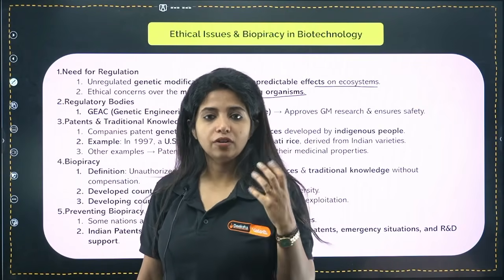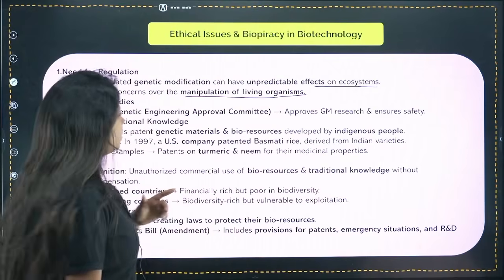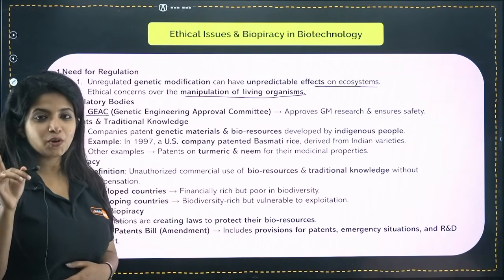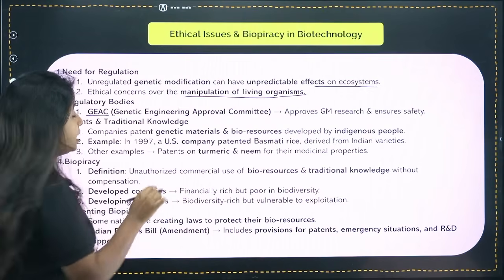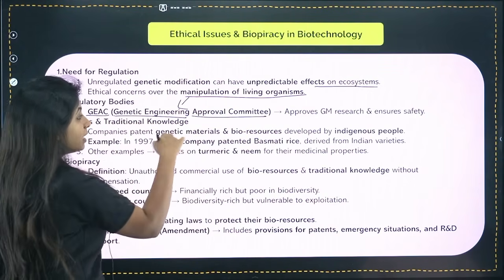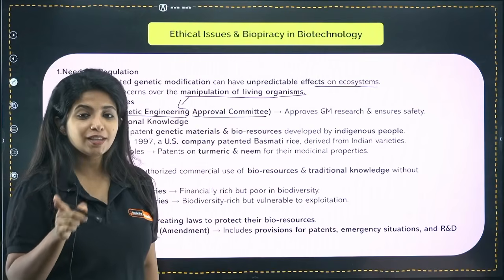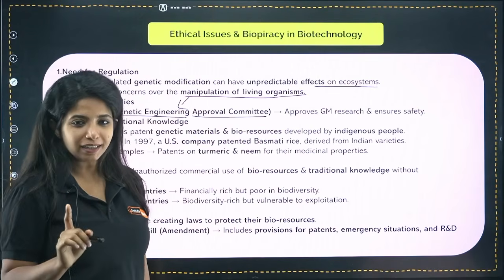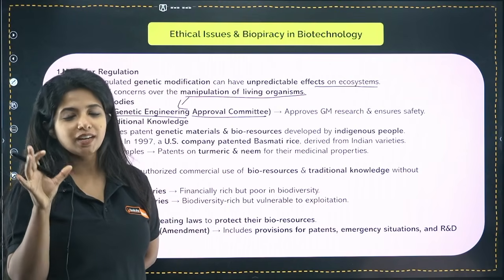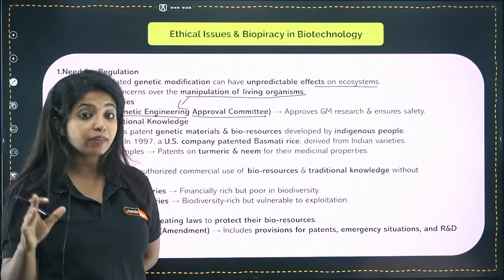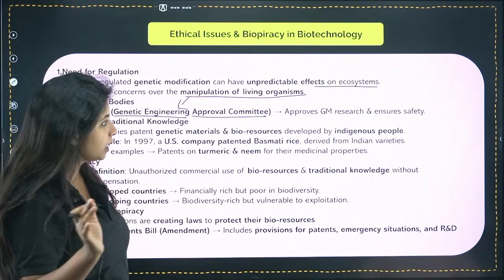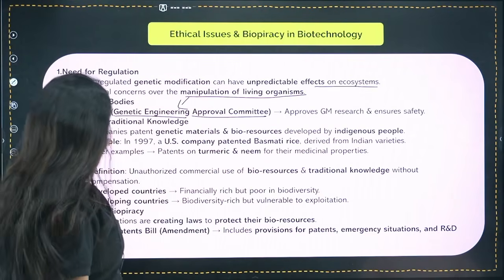That is why there was a need for regulation, which is exactly why a committee was formed, known as GEAC. The full form of this is very important. It is known as Genetic Engineering Approval Committee. So before doing any genetic engineering, you have to take approval from this particular committee. That's how you remember the name. Genetic Engineering Approval Committee, GEAC. It approves GM research and ensures safety.